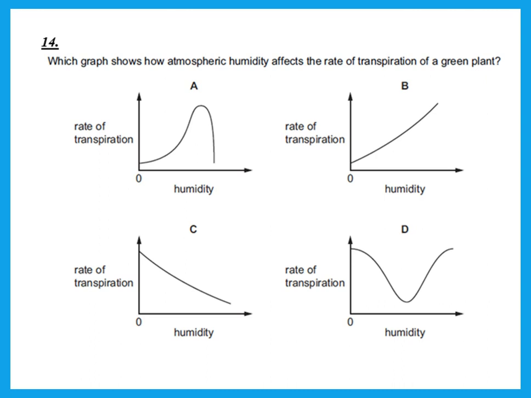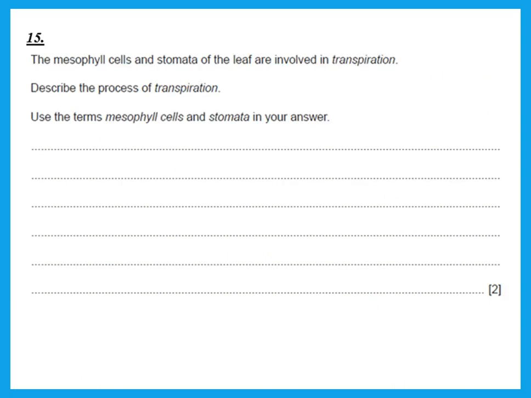Which graph shows how atmospheric humidity affects the rate of transpiration of a green plant? We said humidity. If the humidity increases, what happens to the rate? It decreases. So it is that graph in C, not any of the others. It simply decreases with increase in humidity.